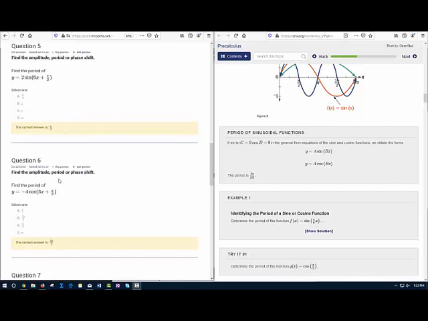Looking at question 6, doing the math, 2 pi over our number in front of x. Our number in front of x is a 3, so my answer would be 2 pi over 3.